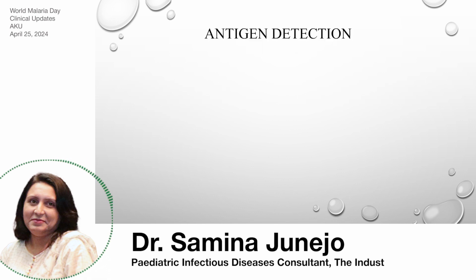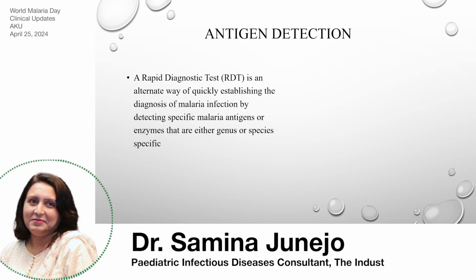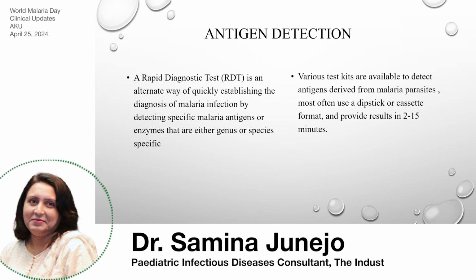So the second modality of testing is antigen detection, which is usually done by RDTs, the rapid diagnostic test. It is the alternative to microscopy, and it will tell you the antigens or enzymes which are specific for different species. Various kits are available. Common ones are the disc or cassettes, and they give you a very immediate result in 2 to 15 minutes. You don't have to wait, and you can do it at the bedside or in clinic, within a few minutes.